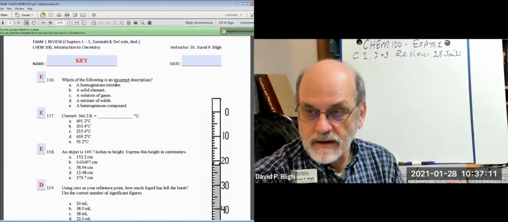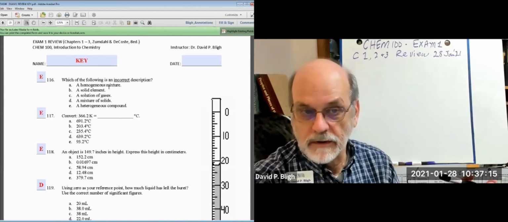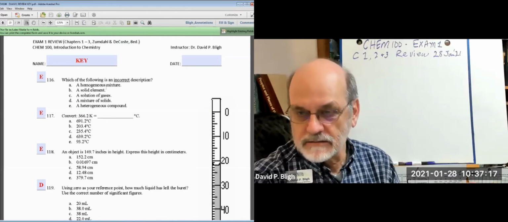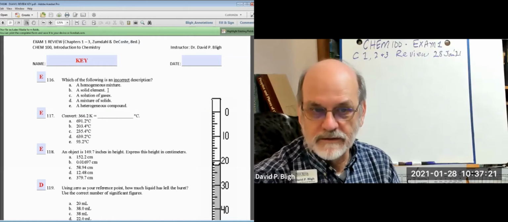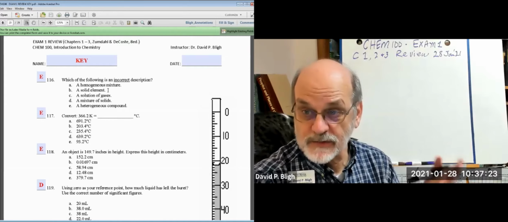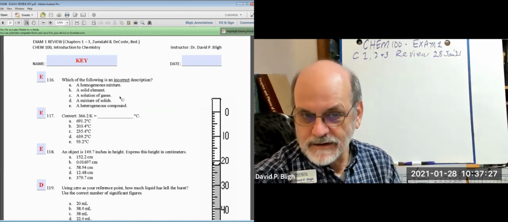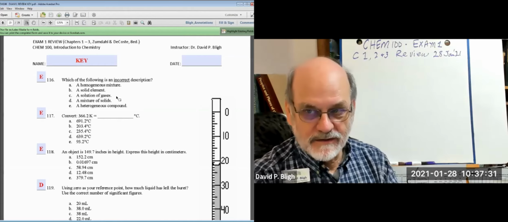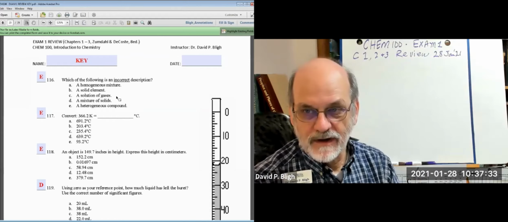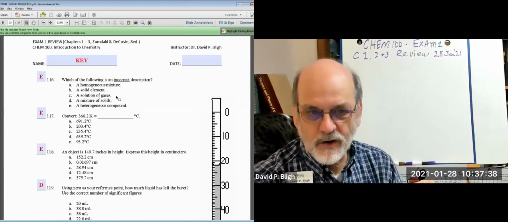Well, yeah. Mixtures can be heterogeneous or homogeneous, so that's true. A solid element? Yeah, that's true. A chunk of gold is solid, so that's possible. A solution of gases. Is that possible? If you have more than one gas put together, it's always going to form a solution every time. So definitely C is correct.